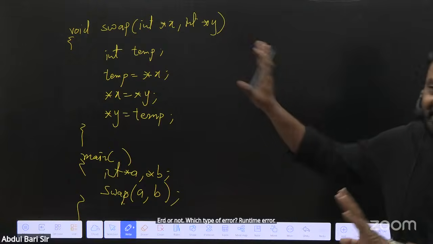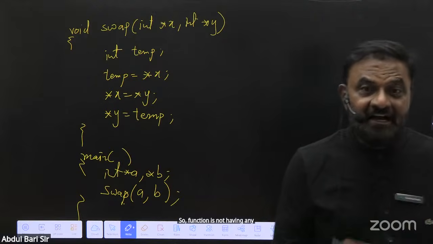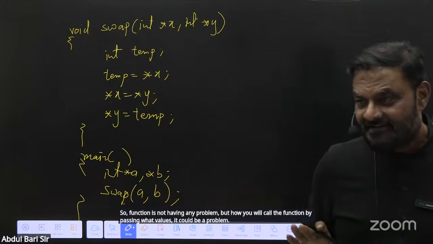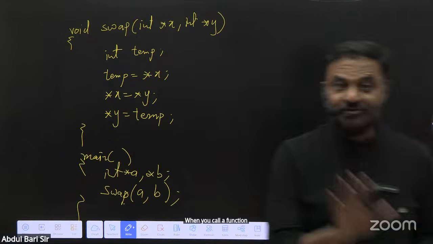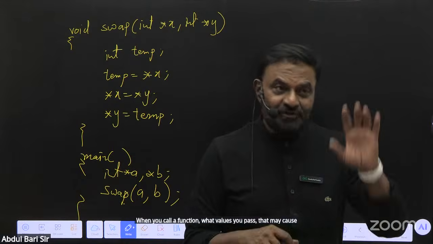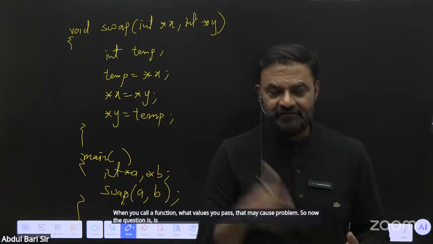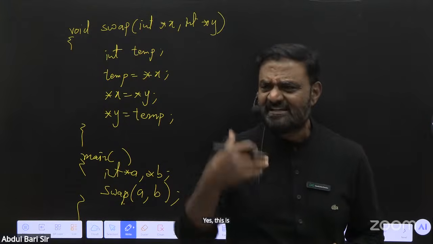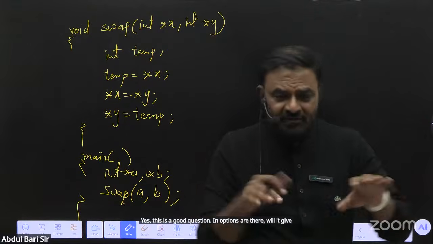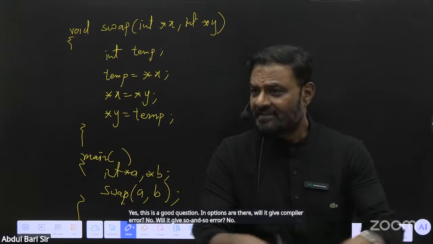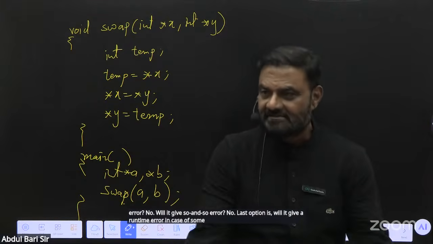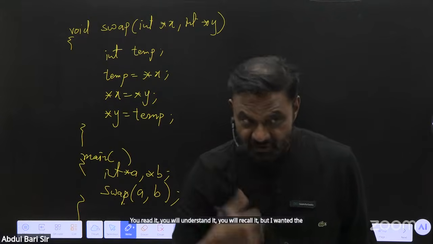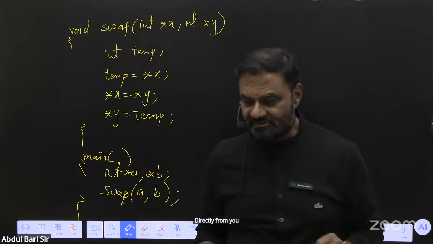So the function is not having any problem. But how you call the function, by passing what values, could be a problem. When you call a function, what values you pass may cause a problem. So now the question: is there any chance of runtime error in this function? Yes. This is a great question. In the options: will it give compiler error? No. Will it give so and so error? No. The last option is: will it give runtime error in case of some parameters? Yes. You read it, you will understand it, you will recall it. But I wanted the answer from you, directly from you, without showing you the options.